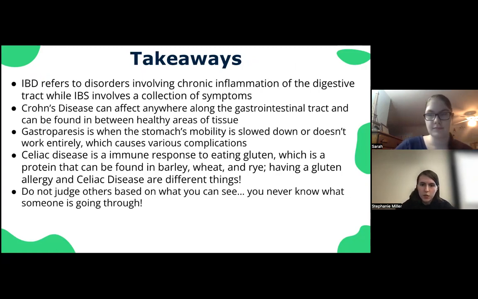Gastroparesis is when the stomach's motility is slowed down or doesn't work entirely, which causes a lot of different complications, like keeping food in the stomach for too long and causing blockages. Celiac disease is an immune response to eating gluten, which is a protein that can be found in barley, wheat, and rye. And having a gluten allergy and celiac disease are different things, just to note. Also, as always, do not judge others based upon what you can see. You can never know what someone is going through just by looking at them. And that's kind of the whole motto of our club.